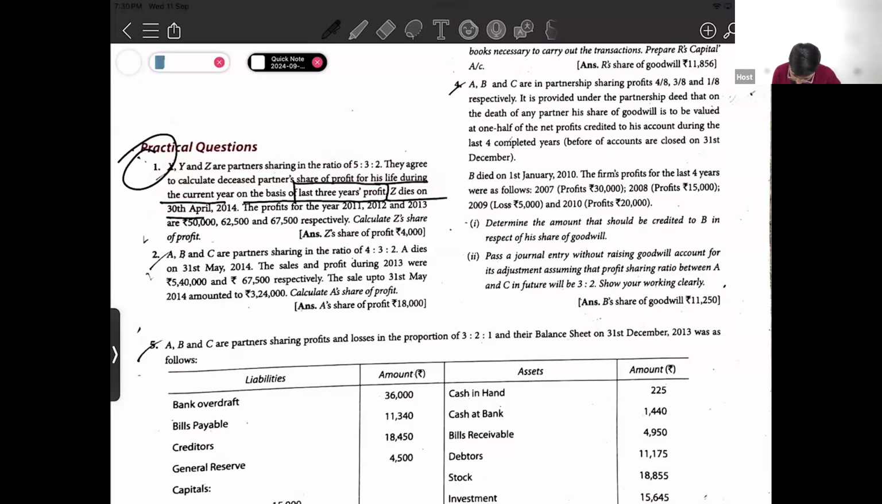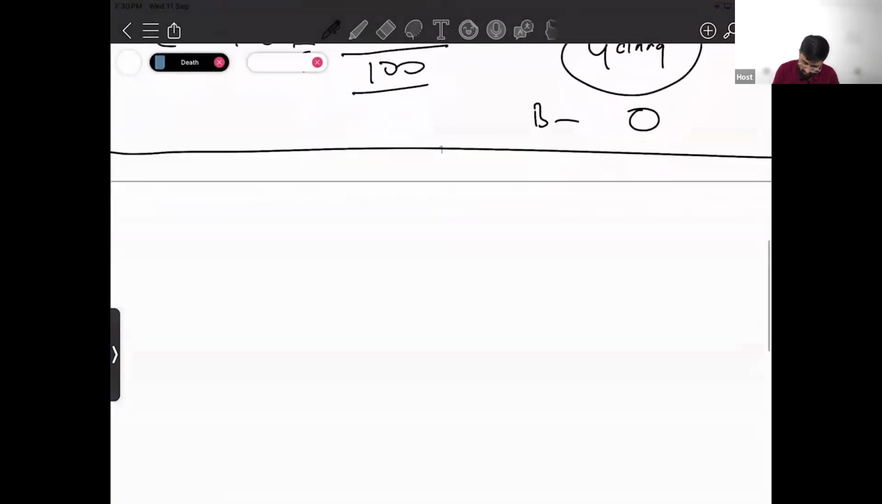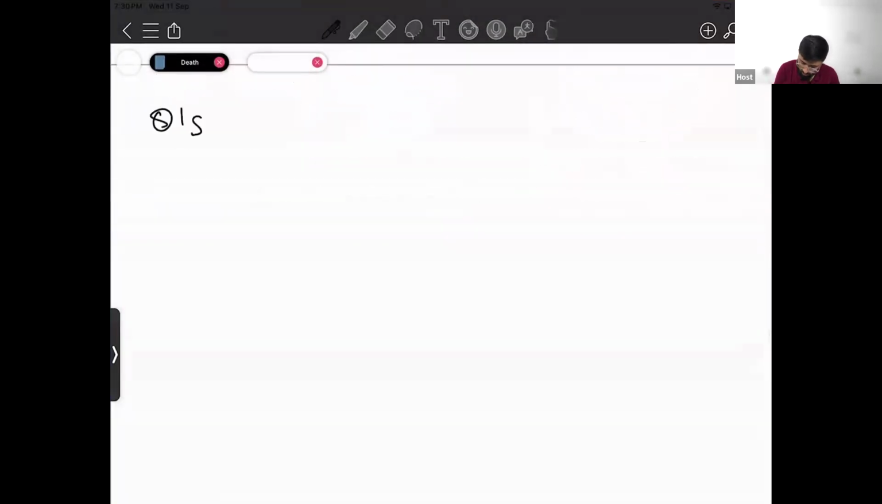Z dies on 30th April 2014. The profit for the years 2011, 12, 13 are 50,000, 62,500, 67,500 respectively. Calculate Z's share of profit. Let's straight away move to the question. Question number 1, solution.